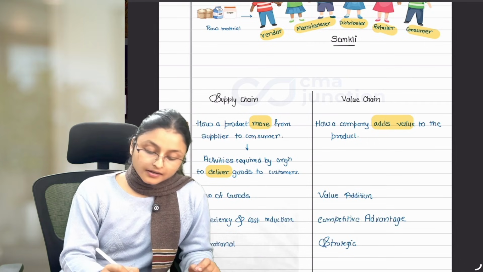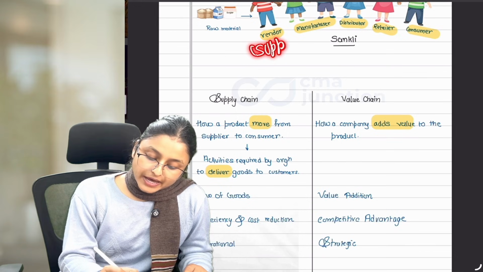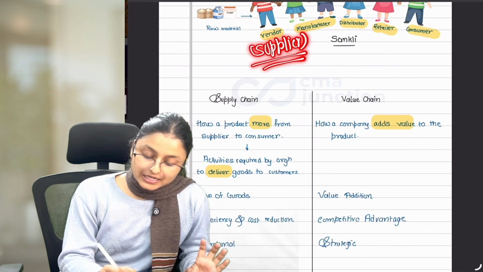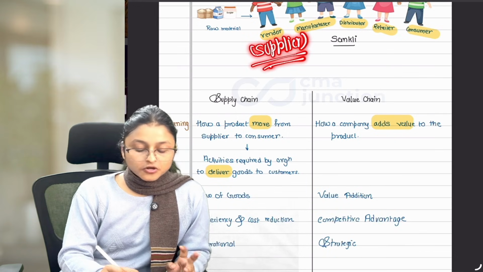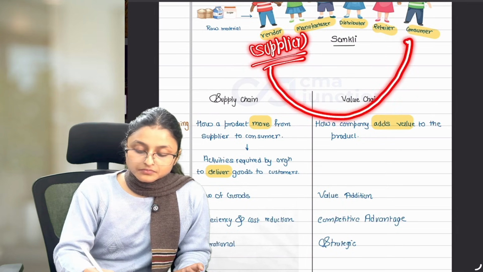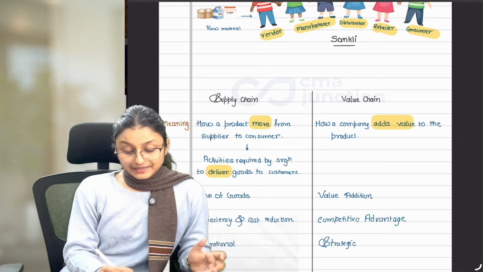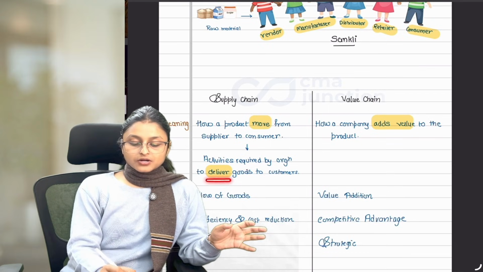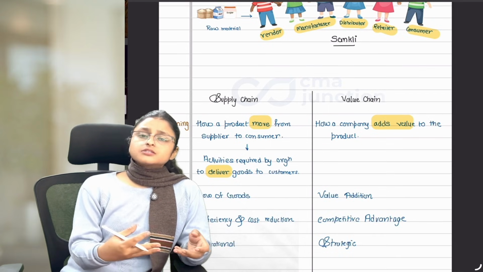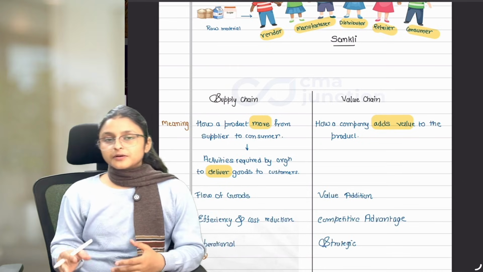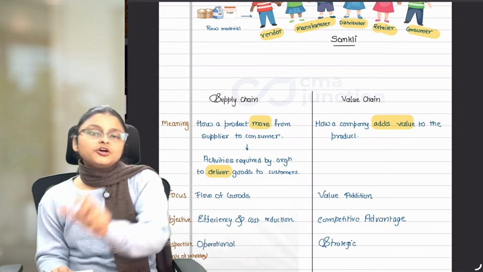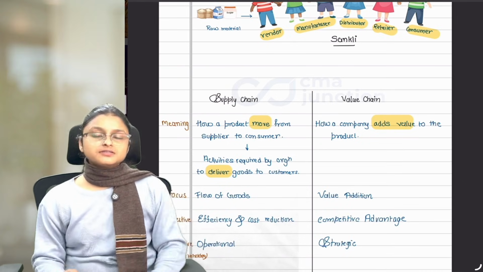Here our main focus is movement of product from supplier to consumer. Who is the supplier? Vendor is also known as supplier. So our main aim here is to make the movement of product from supplier to the consumer. We can also say it as activities required by an organization to deliver the goods to the customer. So all the activities we are performing for delivery of goods to the customer are included in supply chain.